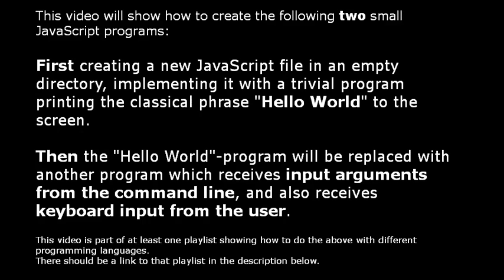This video will show how to create the following two small JavaScript programs. First, creating a new JavaScript file in an empty directory, implementing it with a trivial program, printing the classical phrase "Hello World" to the screen. Then the Hello World program will be replaced with another program, which receives input argument from the command line and also receives keyboard input from the user.